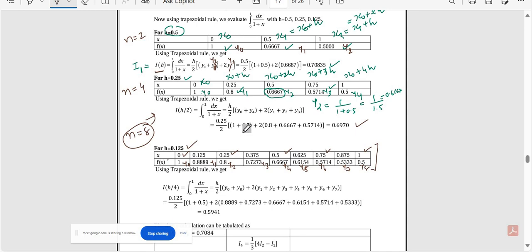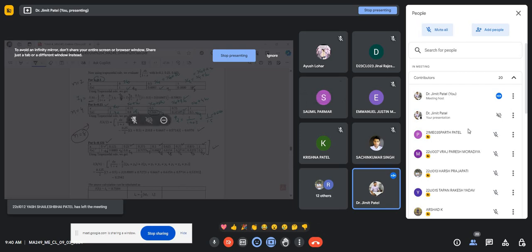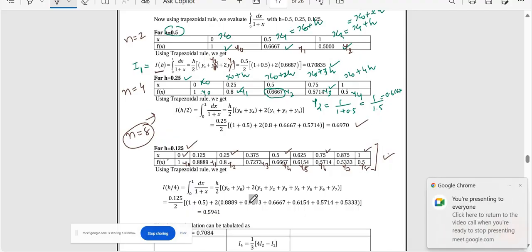Anybody have any problem up to here? Are you doing it or not? Student: Yes sir, I am doing it, no problem. Okay, no problem. What about the others? Ayushman, Krishna? Sir, it is being done. Yes, sir, doing, sir. Okay.